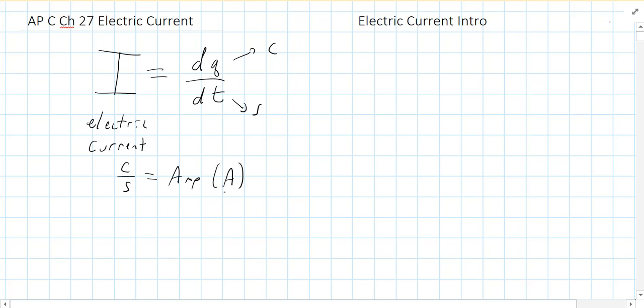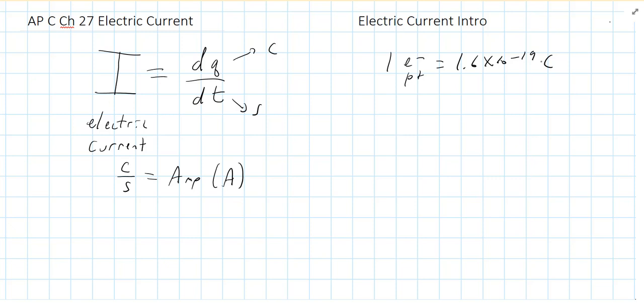So for example, let's say you have a 60-watt incandescent light bulb in your house in a lamp. That light bulb will draw half an amp of current. That means 0.5 coulombs of charge goes through that light bulb every second. Now, if you recall, one electron or proton is equal to 1.6 times 10 to the negative 19th coulombs. So if you calculate what half a coulomb is, you're talking about a large number of electrons that pass through that light bulb every second.